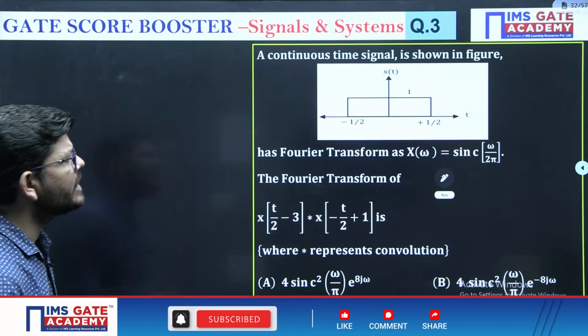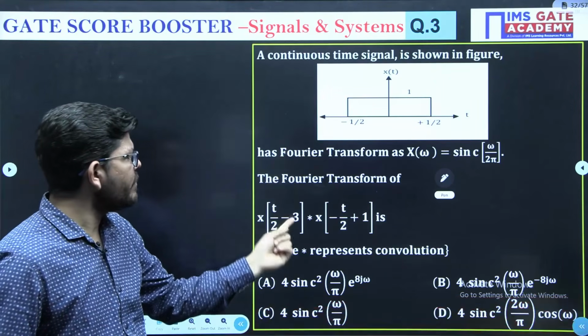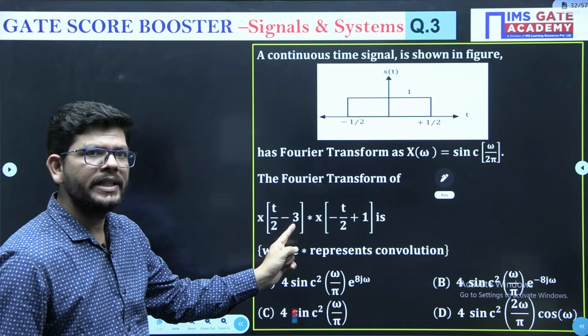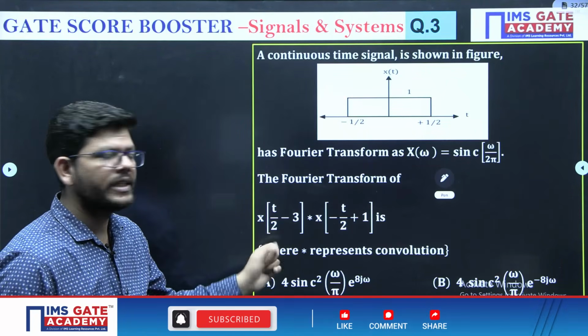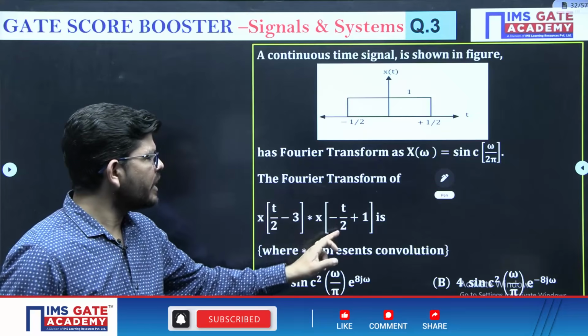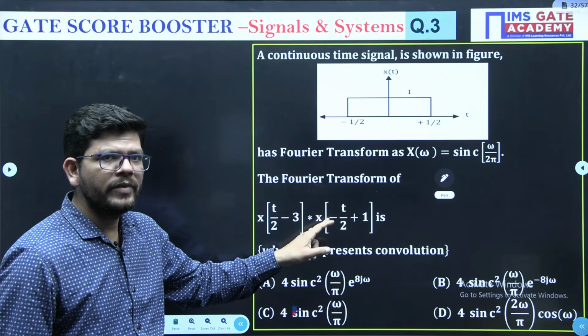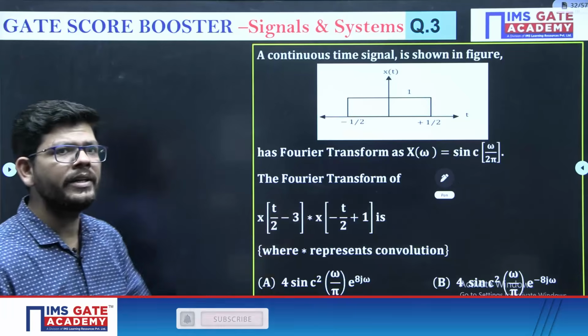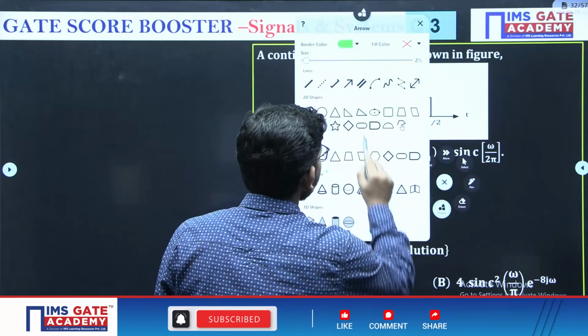So x of t is given. First of all, you need to draw these signals. So in x of t, first you will do shifting of minus 3. Then we will do scaling of 1 by 2. Then you will get this signal. Then construct a new signal by shifting by +1 and then by scaling by -1/2. Shifting will be done first, scaling and reversal will be done after shifting.